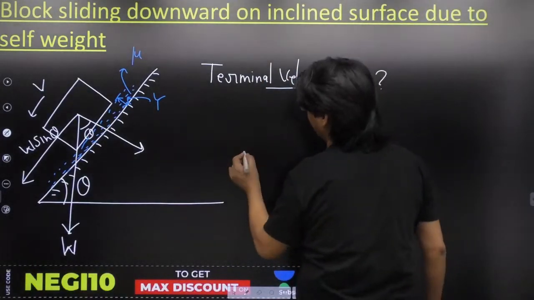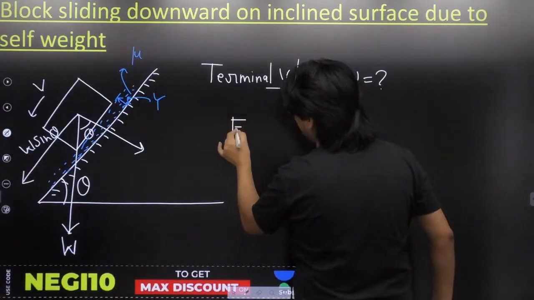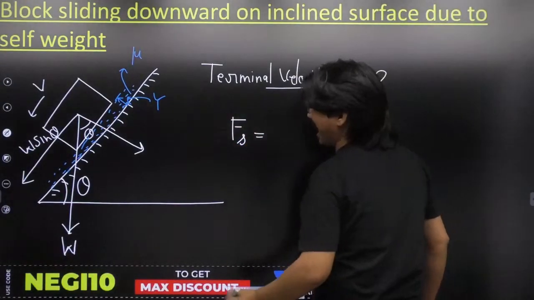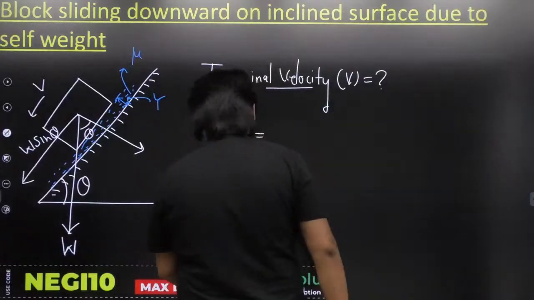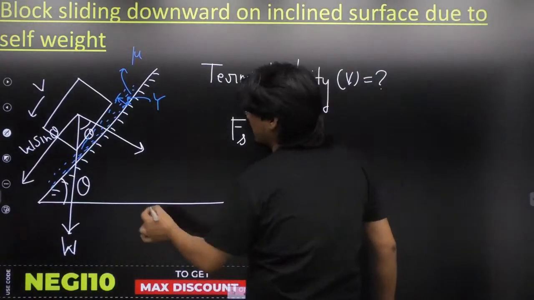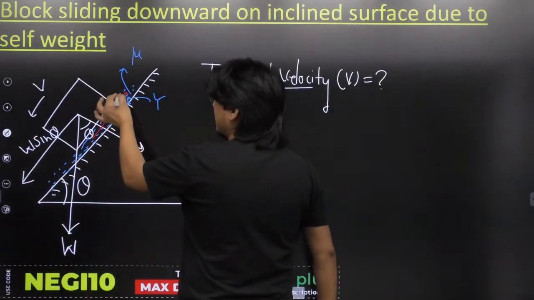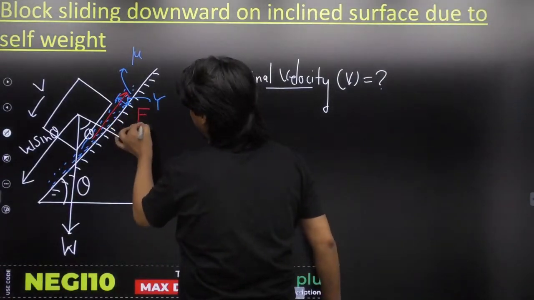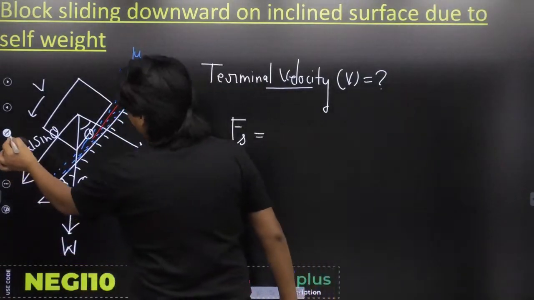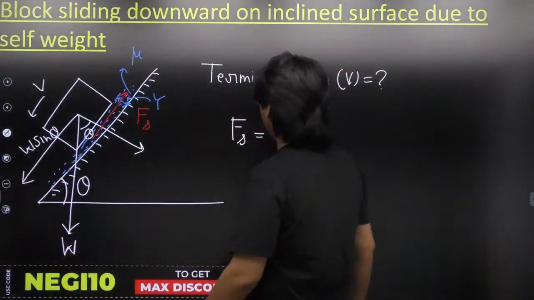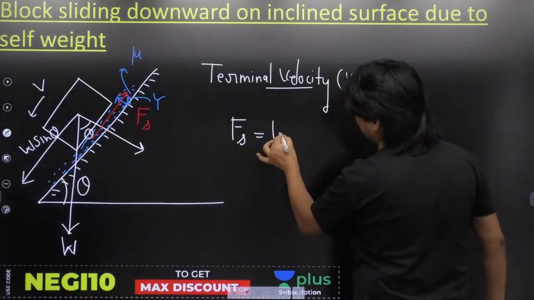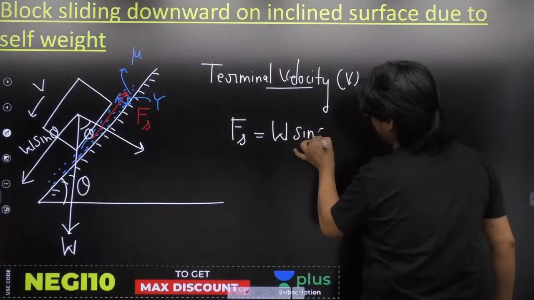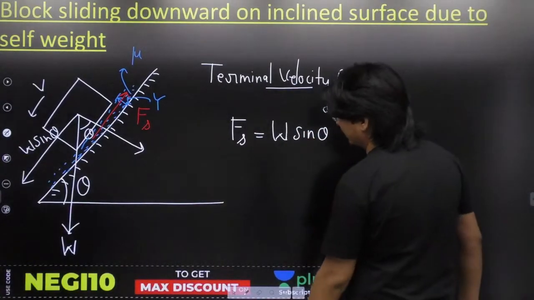I have told you. What will happen here? The shear force is acting in this direction. Look at here, this will be the direction of shear force. So shear force will be equal to W sin theta. So from here what am I going to get?